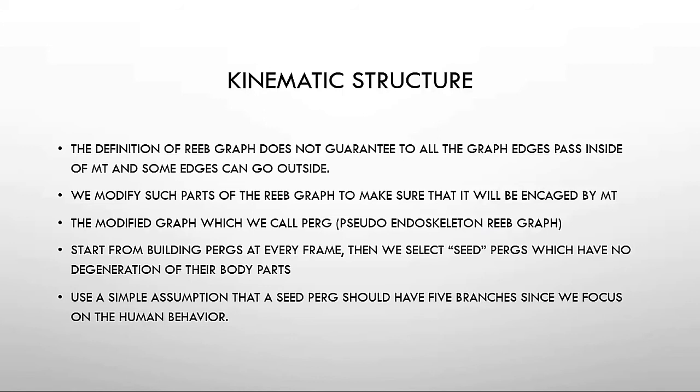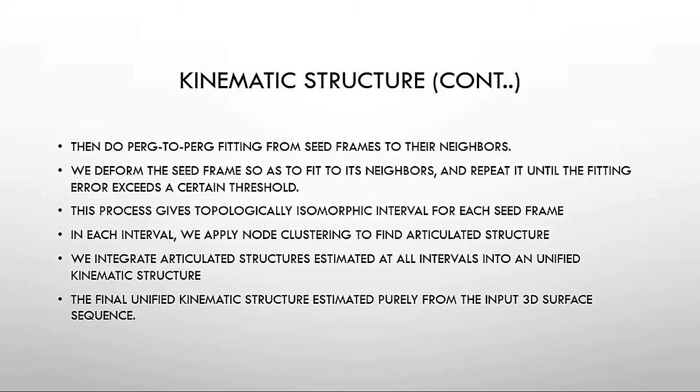Starting from building the PERG at every frame, we then select seed PERGs which have no degeneration of their body parts. We use a simple rule: a seed PERG should have 5 branches since we focus on human behavior. It may be like the structure of a skeleton of a human body. Then we do PERG to PERG fitting from seed frames to their neighbors.